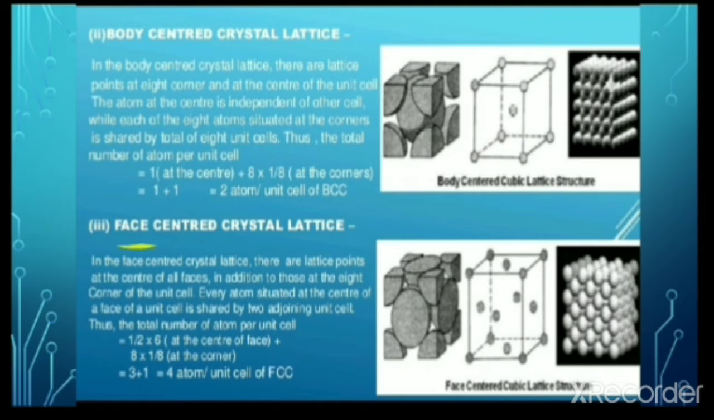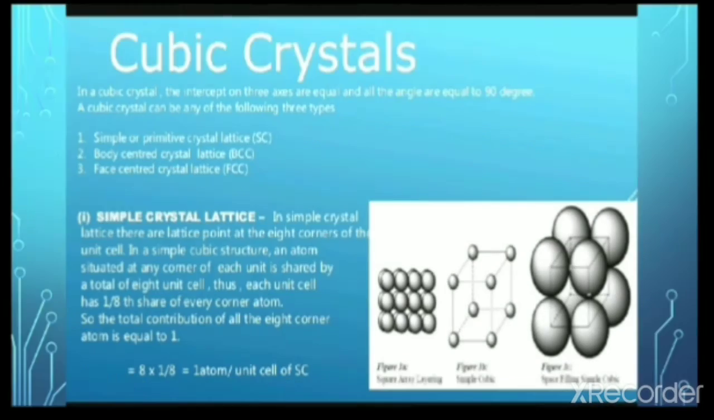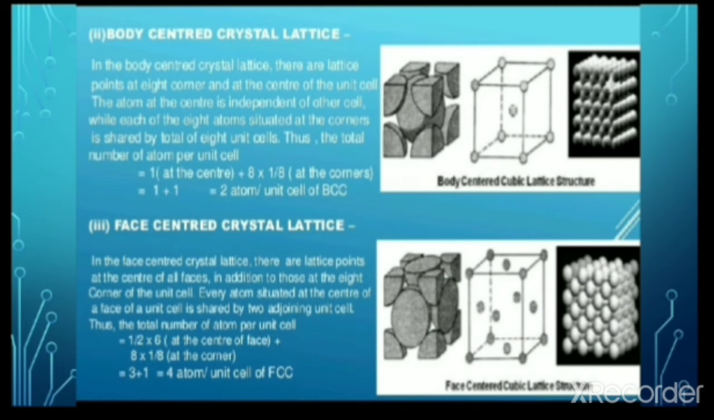Next, in case of the face centered crystal lattice, there are lattice points at the center of each face. Means 8 atoms are at the 8 corners, with 6 faces having 6 atoms. Means every face consists of 1 atom. So there are a total of 6 atoms at the 6 faces of the cube.